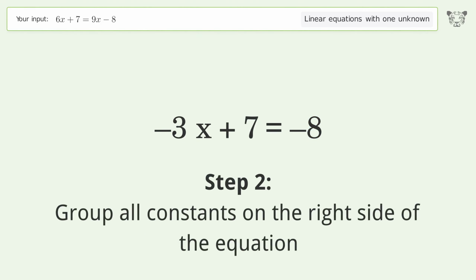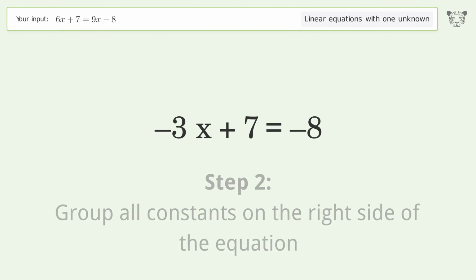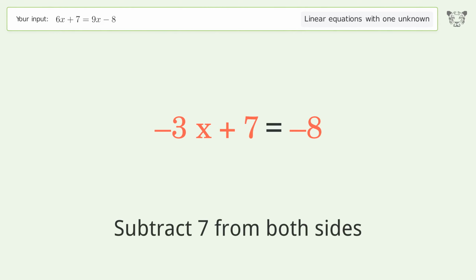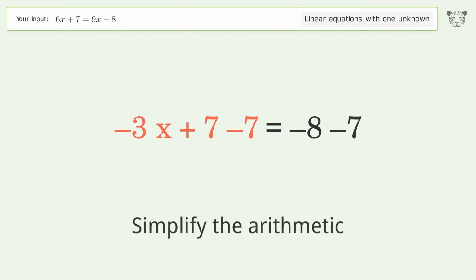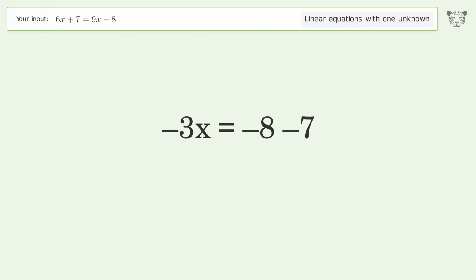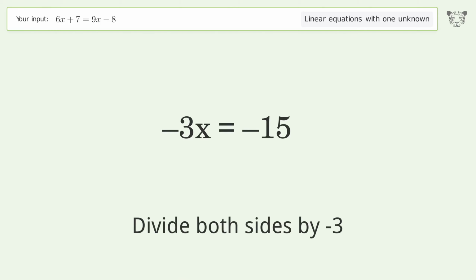Group all constants on the right side of the equation. Subtract 7 from both sides. Simplify the arithmetic. Isolate the x. Divide both sides by -3.